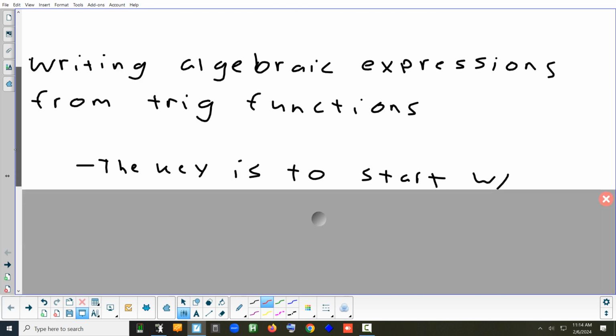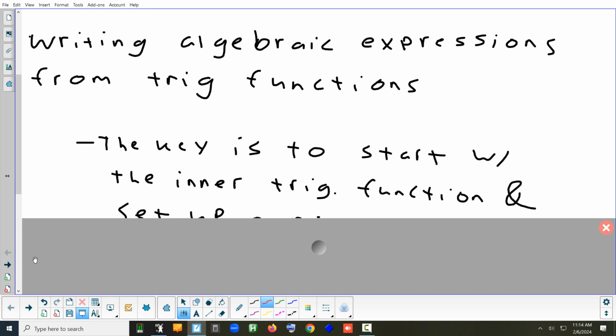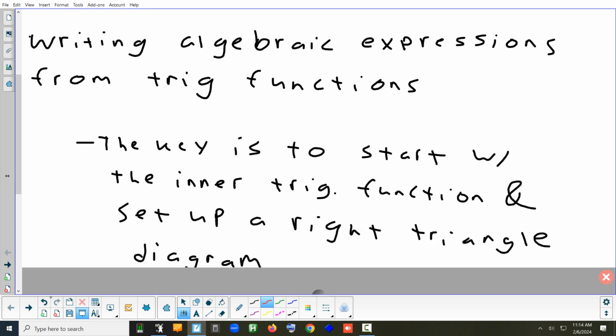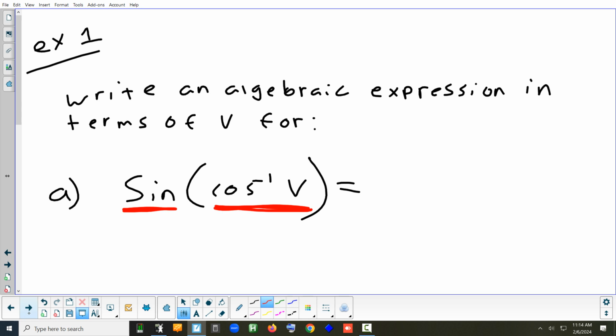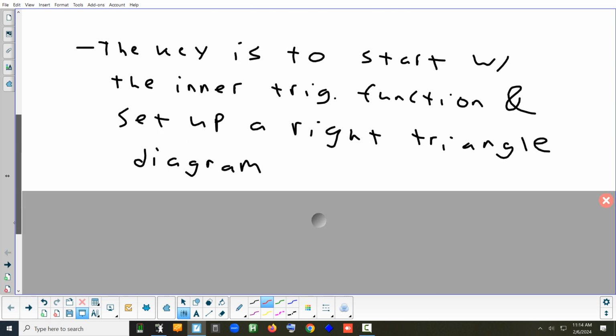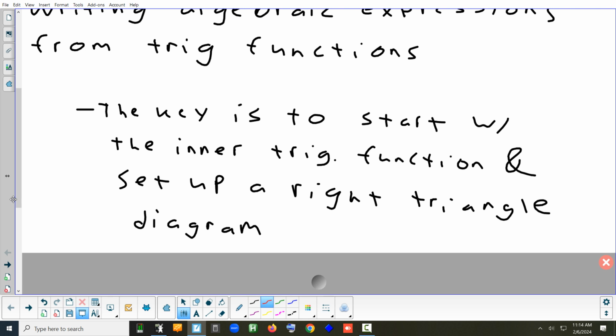So the first step is to start with the inside trig function. And what we're going to do is we're going to draw it. So when you write down inverse cosine of v, that's a picture. You can imagine what that would look like. Inverse cosine is going to help us to set up a diagram, okay, a right triangle diagram.